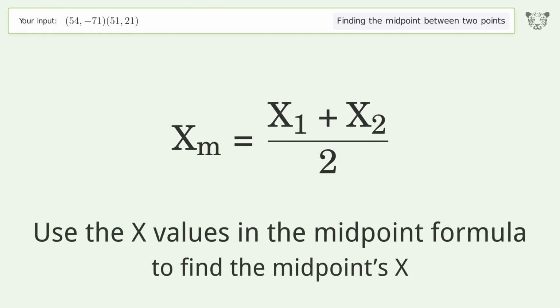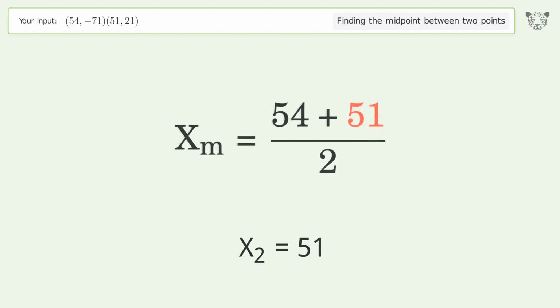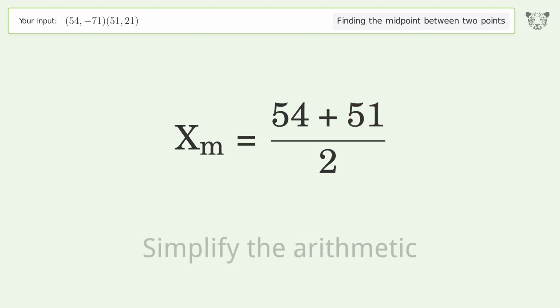Use the x values in the midpoint formula to find the midpoint's x. x1 equals 54. x2 equals 51. Simplify the arithmetic.